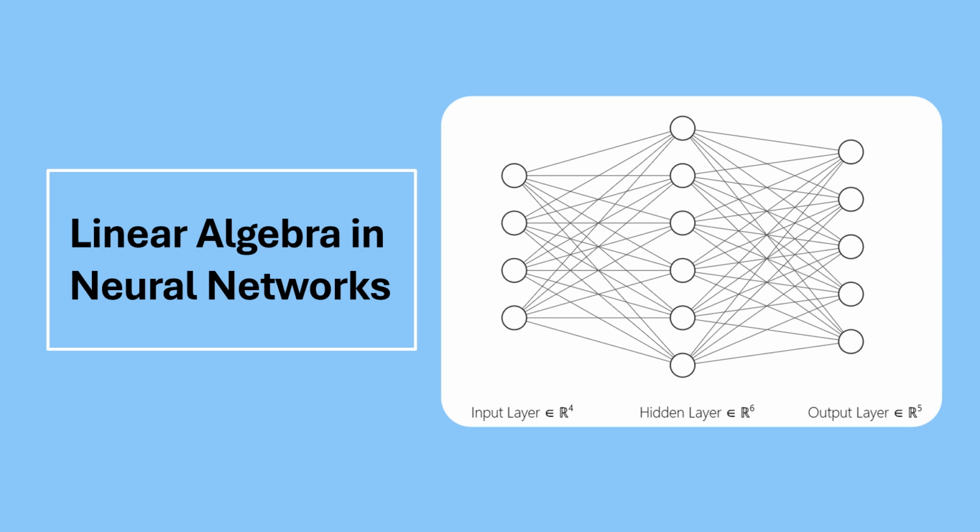The diagram here illustrates a simple neural network with an input layer, a hidden layer, and an output layer. Linear algebra is the engine that drives these transformations, making tasks like image recognition, language translation, and recommendation systems possible.